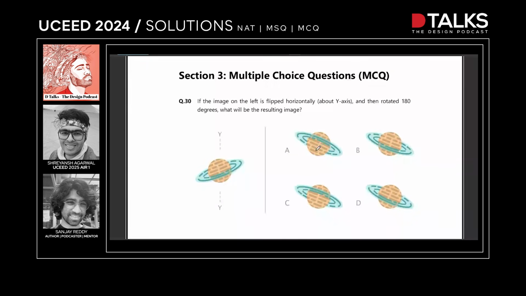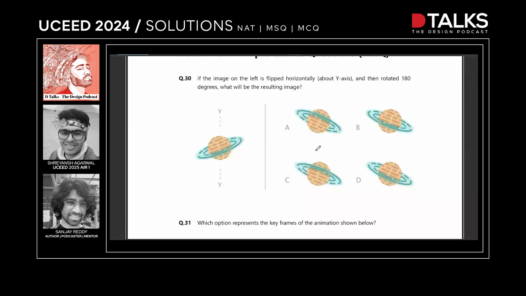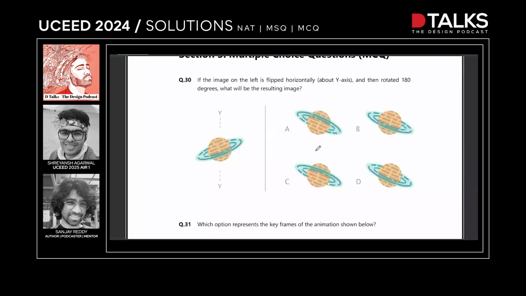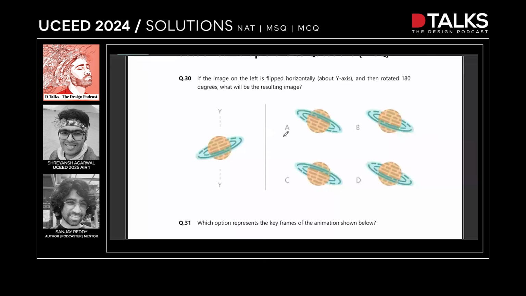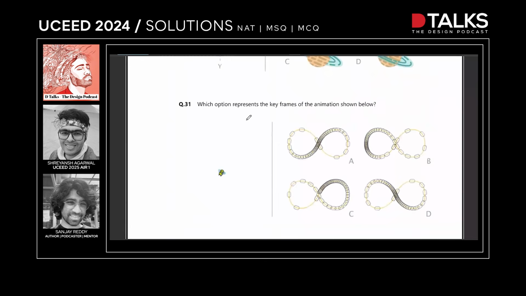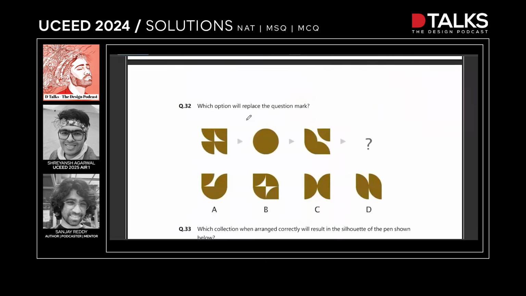MCQs. If the image on the left is flipped horizontally about the y-axis and then rotated 180 degrees, what will be the resulting image? My friend gave this question. This was a GIF question, so this was all animated. I don't think you can solve this. Both of these questions were animated, so we can't solve either of them. Cannot solve.